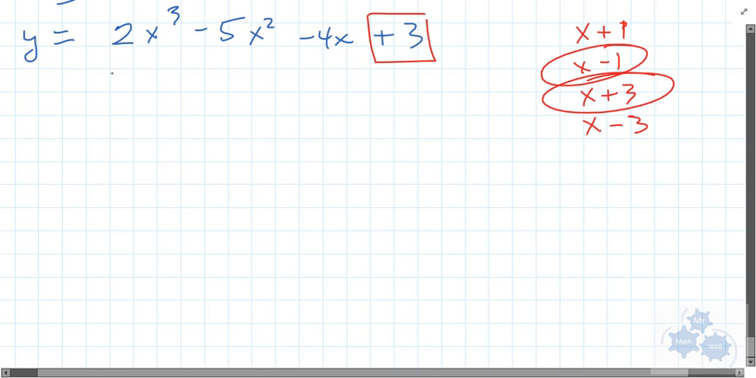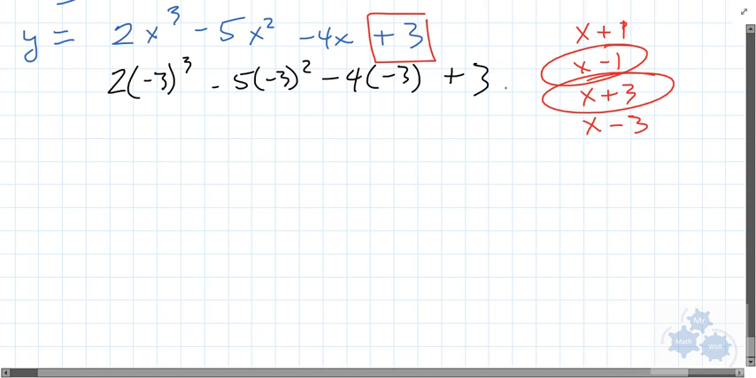So what's this? 2, we're going to do -3. You know, groaning all over the room. You know what? Suck it up.